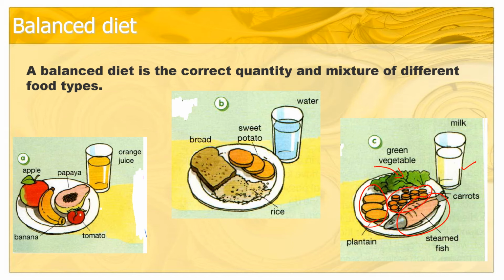So plate C is a balanced meal. So it gives us a balanced diet. If we're eating this kind of plate for the day, it gives us a balanced diet. We will maintain the nutrients that we get from the food from this kind of meals.